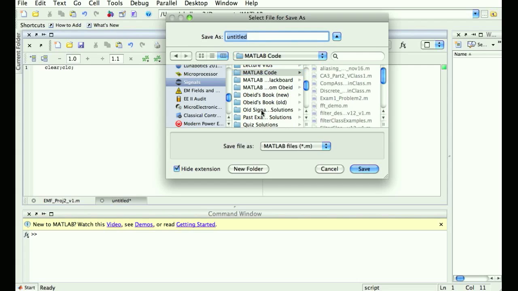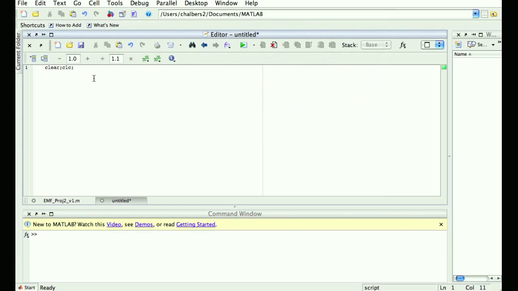Clear. n equals 0 to 20. x equals cosine, let's say, pi over 4 n. Plot. Let's do stem, sorry. Okay, so here's a signal. What's on my x-axis? Samples. Is there any time in this? No, it's just samples.